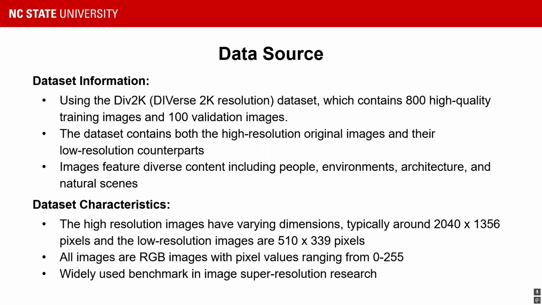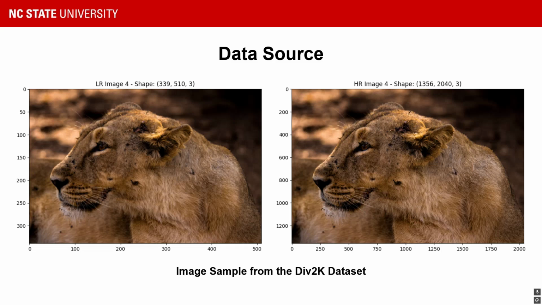So what we did was we used a DIV2K data set and we downsampled the images using bilinear interpolation by 4 times. So this gave us both the low res and high res images as our training set. As you can see, this is the low res image and this is the high res image. Low res is exactly 1/4 of the resolution of the high res image.